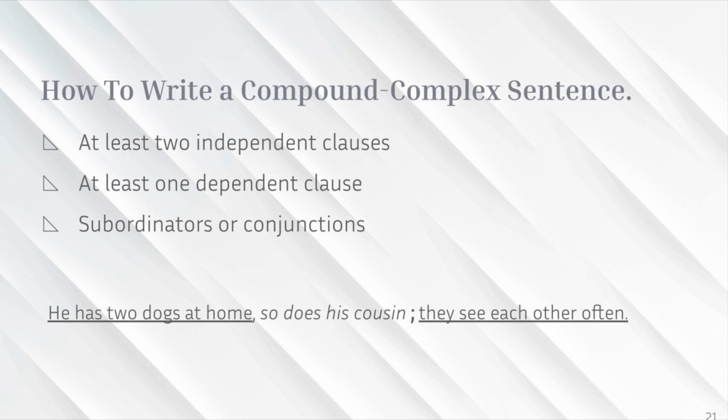All you need to write for this type of sentence are at least two independent clauses, at least one dependent clause, and subordinators or conjunctions. Here's an example. He has 2 dogs at home, so does his cousin. They see each other often.